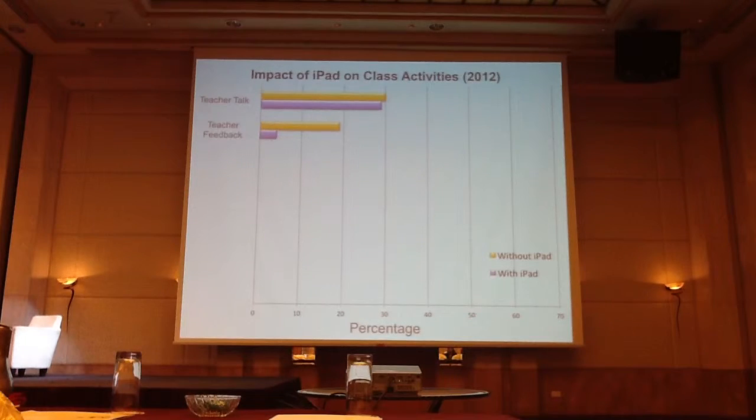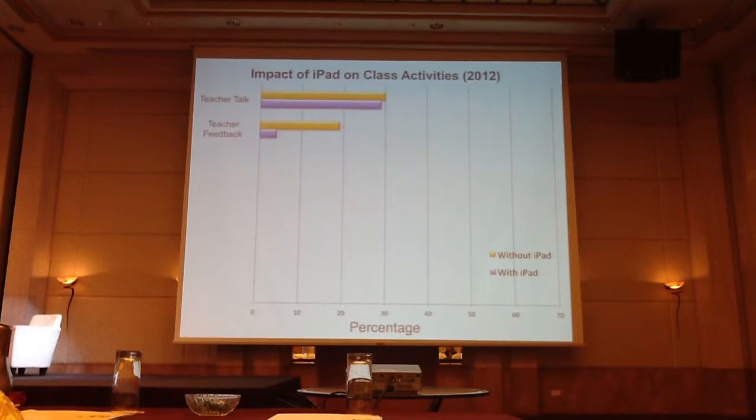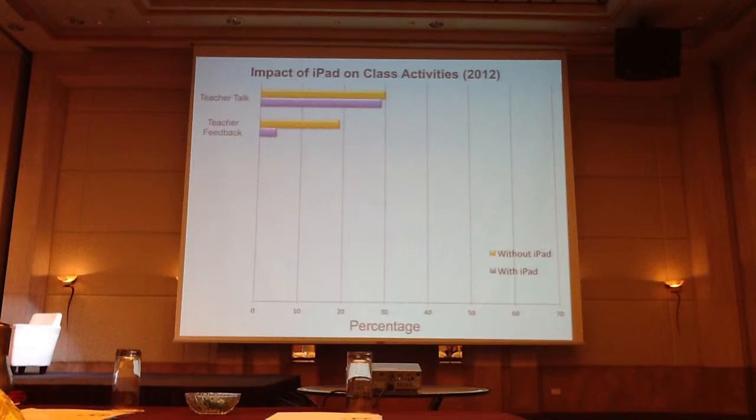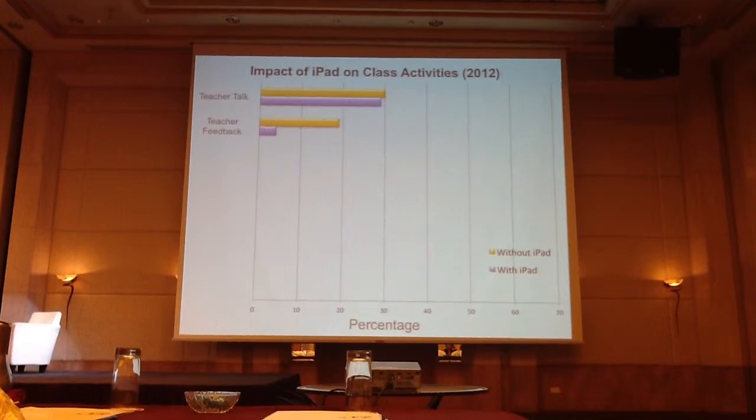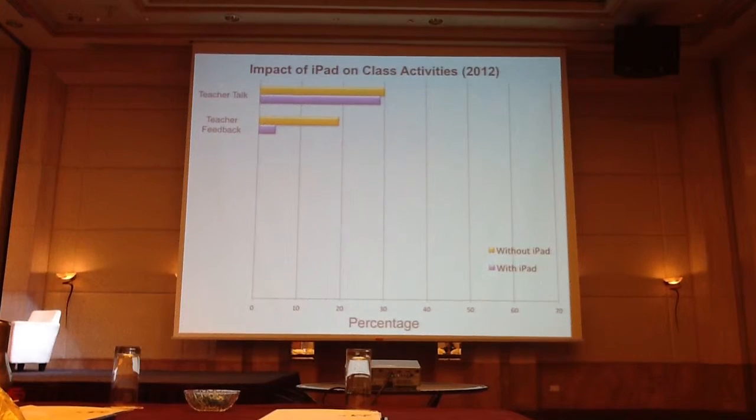If we compare the results to 2012, a little bit different. As there's no longer a non-iPad class to compare against, we had to actually use the class as their own control group. That is, activities that were taking place in the class were recorded at times when the iPads were in their hands, and they were also recorded separately at times when they had put away their iPads.